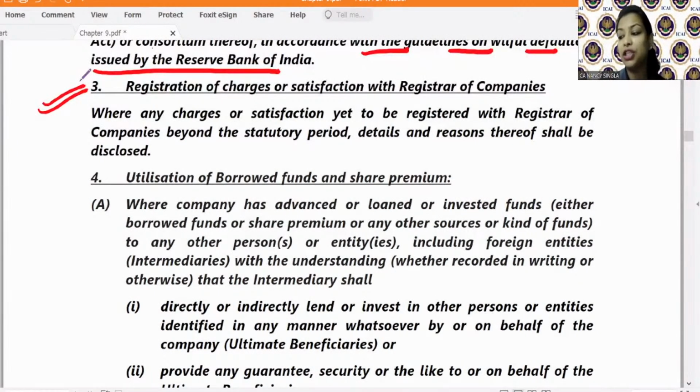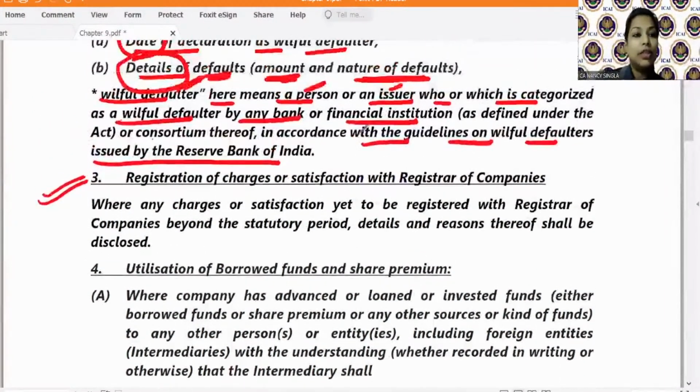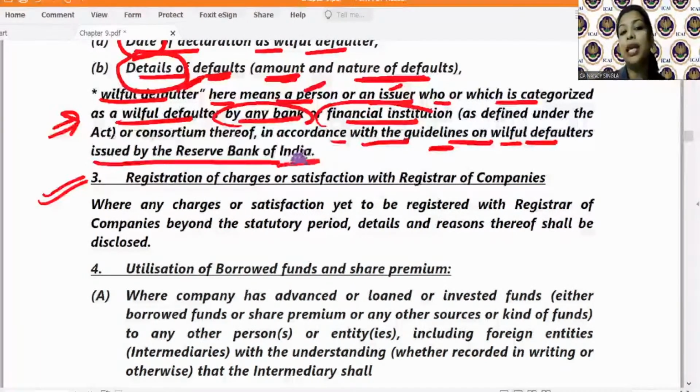See, the bank or financial institution, judge, the bank or financial institution from which you have taken the loan, if you have not repaid it, and the bank is aware that you have willingly defaulted, then the bank or the financial institution is going to declare that party a willful defaulter, in terms of the guidelines given by RBI. It is mentioned here that it means a person or issuer who is categorized as a willful defaulter by any bank or financial institution in accordance with the guidelines on willful defaulters issued by RBI. Is it clear?